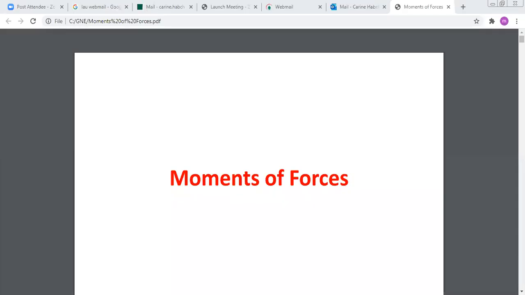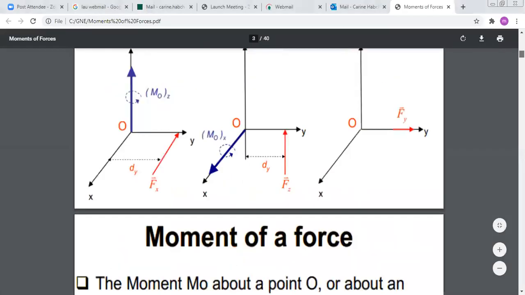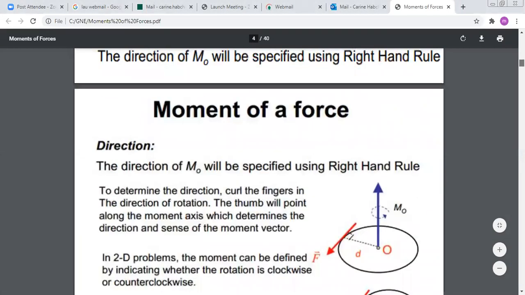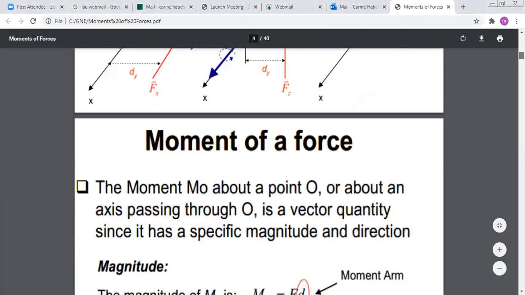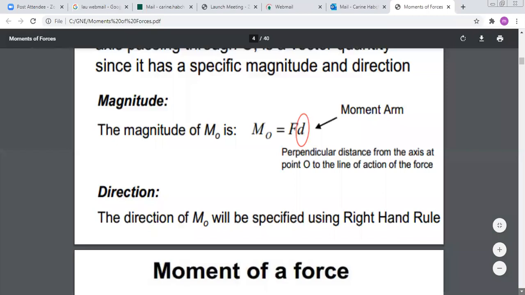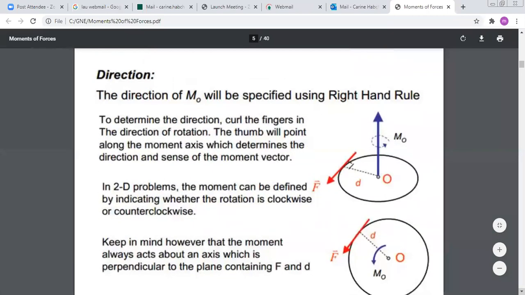Moments of forces, which we started last time. We have seen that the moment of a force is a vector perpendicular to the plane formed by the force and the projected distance from the force to the axis. In magnitude, it is given by the magnitude of the force times the projected distance. Now, in order to find the direction of the moment, we can use the right-hand rule.